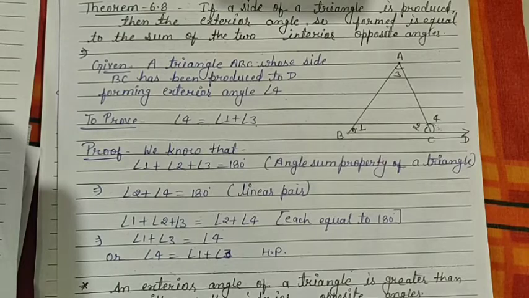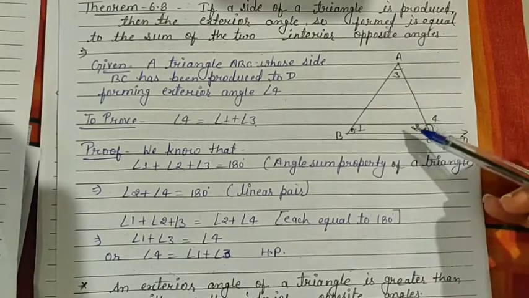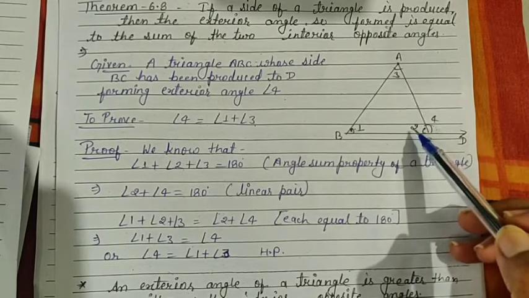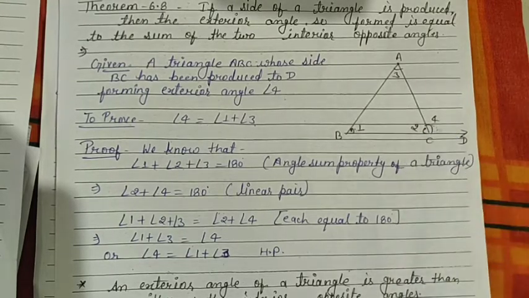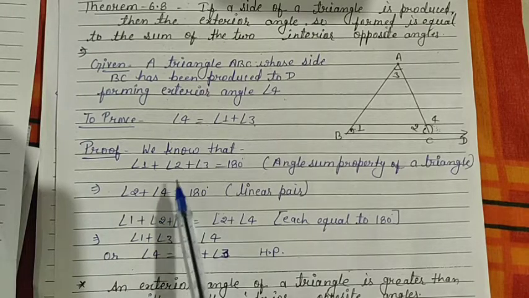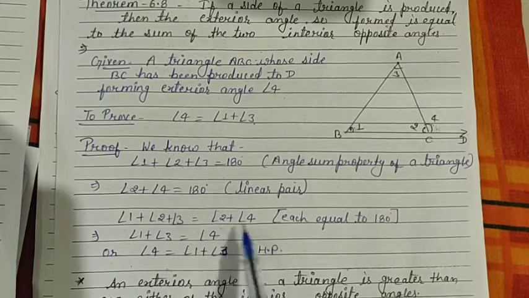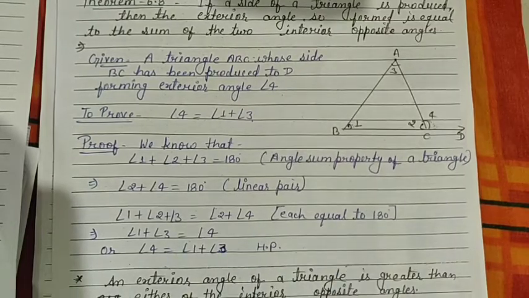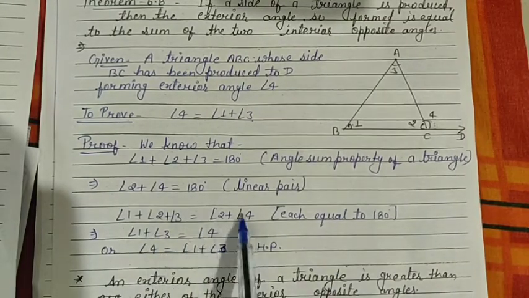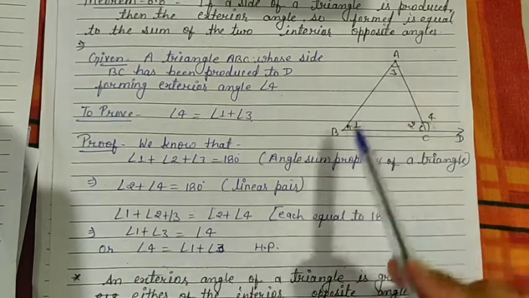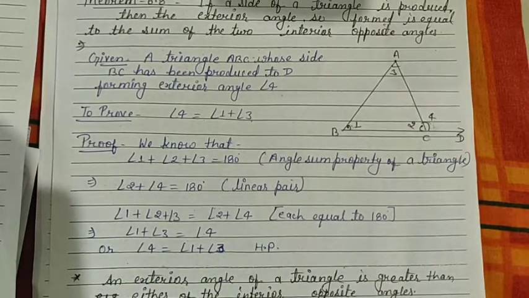What we did in it: we know that angle 1 plus 2 plus angle 3 equals 180 degrees, and we also know that angle 2 plus angle 4 also equals 180 degrees by the linear pair property. So angle 1 plus angle 2 plus angle 3 equals angle 2 plus angle 4, each equal to 180 degrees. So angle 1 plus 3 equals angle 4. So angle 4 equals angle 1 plus angle 3.